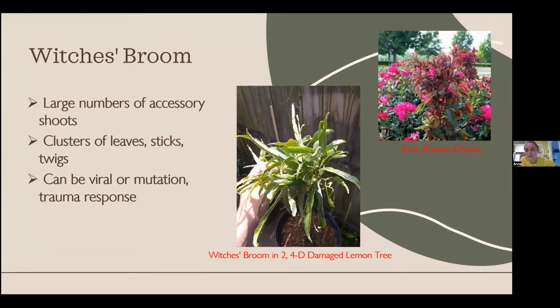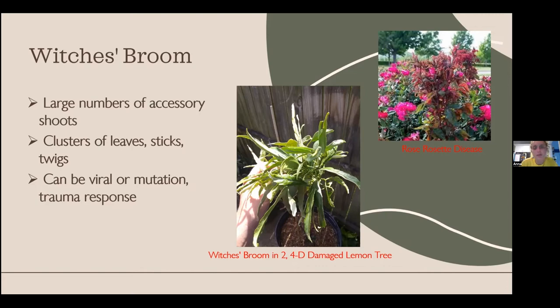It's created a witch's broom. So there's like a million little shoots where you might get 1 or 2 or 3 in a normal non-infected rose plant. And they're all kind of clustered together. The leaves are kind of twisted in on each other. And it's just a super dense mass of plant material.